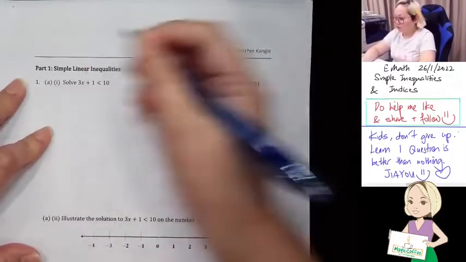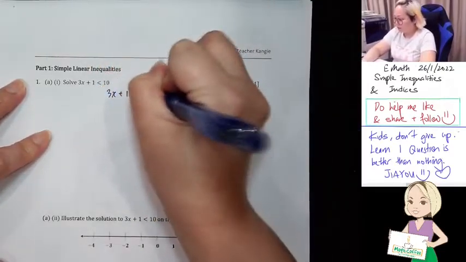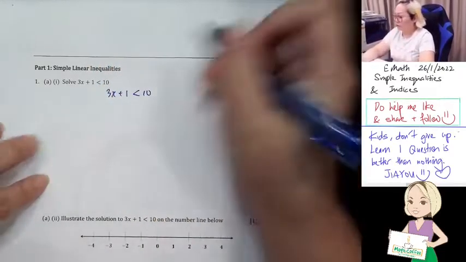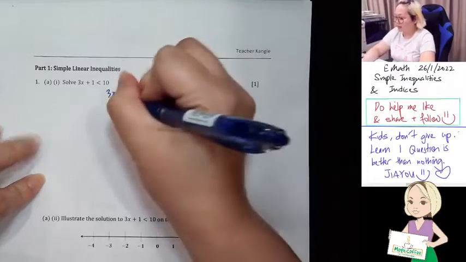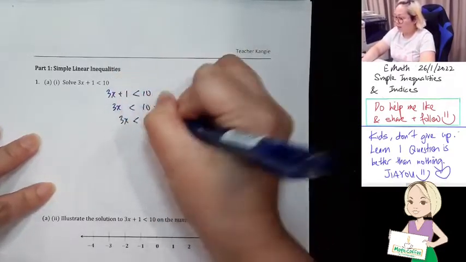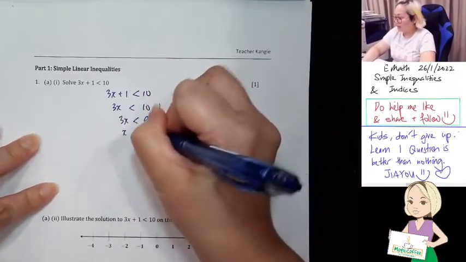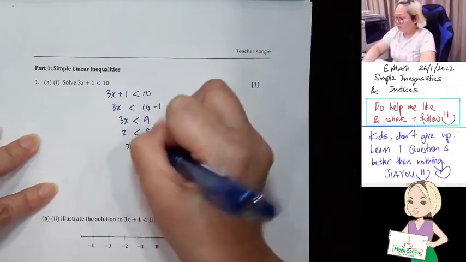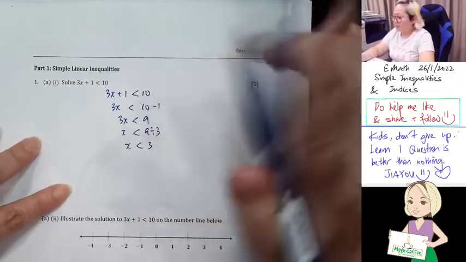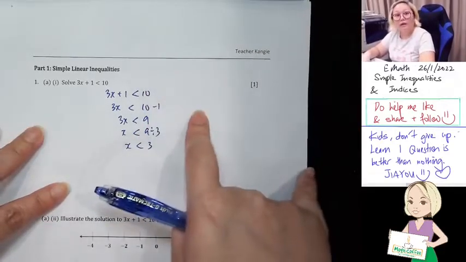So what we do is, okay, I'll write the question first. Do the same as a linear equation. I'm going to bring the plus 1 to the right hand side. So 3x less than 10 minus 1, so 3x less than 9. Same thing, I divide by 3. So x is less than 9 divided by 3, so x is less than 3.